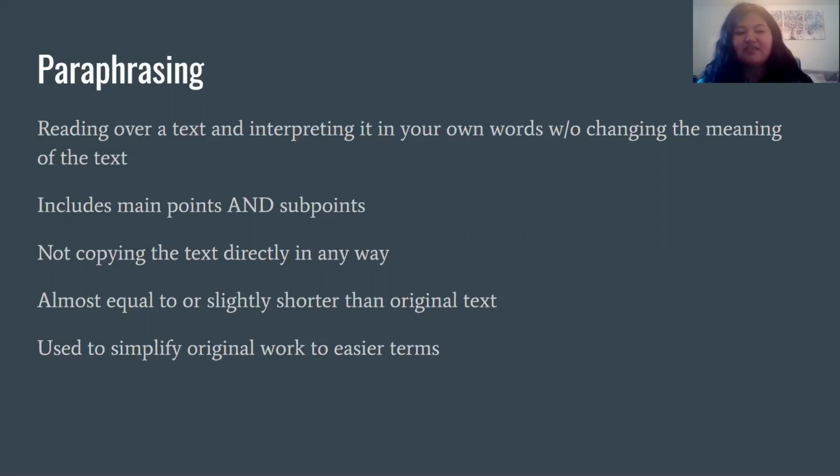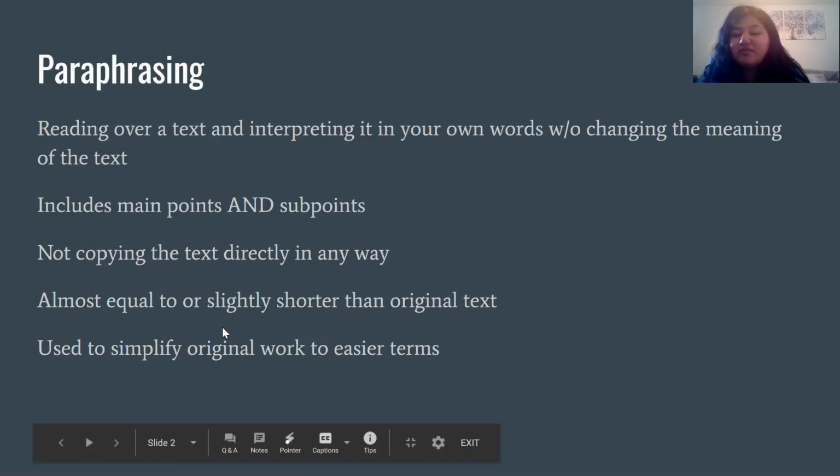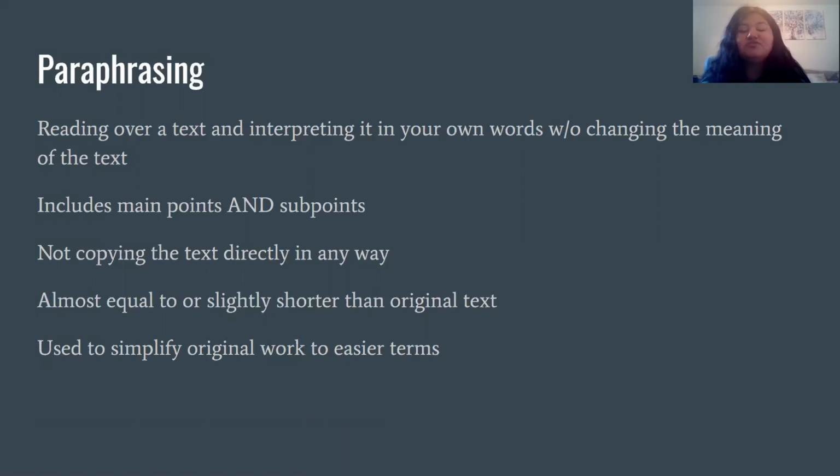It has everything together. It's not copying the text directly in any way. So you're not quoting anything. You're not just switching up one word in the sentence to switch it up. It doesn't have any direct text in that way. It's almost equal to or slightly shorter than the original text. So that also goes to show you're not going to be quoting exactly, because you're just going to be switching up the words, and it should be shorter, or about equal length. And it's used to simplify the original work to easier terms.